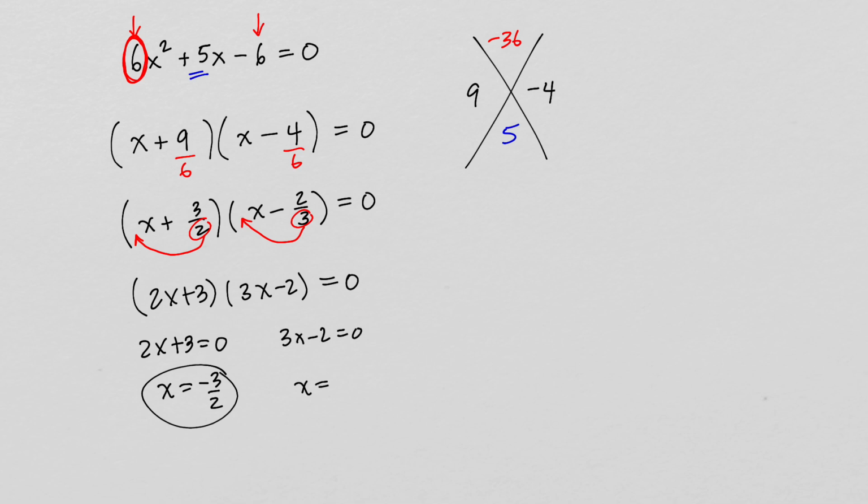And here you will get x equals positive 2/3. So again, this is much easier, right? It's easier to factor than to complete the square, which is why factoring is so important, because we don't want to force ourselves to have to complete the square every time we want to solve a quadratic equation.